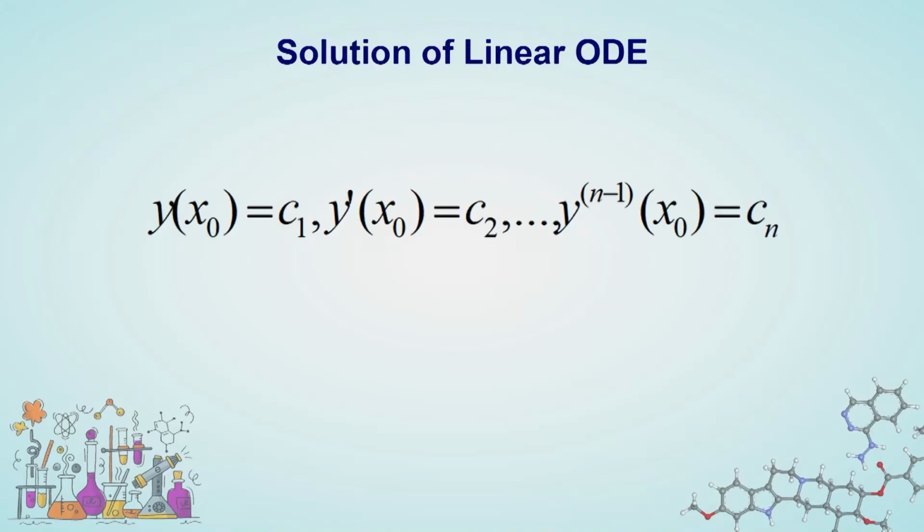There are the conditions y(x0) equals c1, y'(x0) equals c2, and similarly y^(n-1)(x0) equals cn. If there is an nth order linear ordinary differential equation, it means n arbitrary constants. Which ones? c1, c2, c3, c4 and so on up to cn. If it is a third order ordinary differential equation, it means there are 3 arbitrary constants c1, c2 and c3. If 4, then 4 arbitrary constants, 5 means 5 arbitrary constants, and always x0 belongs to I. Solution of a second order linear differential equation extends into the nth order linear differential equation.